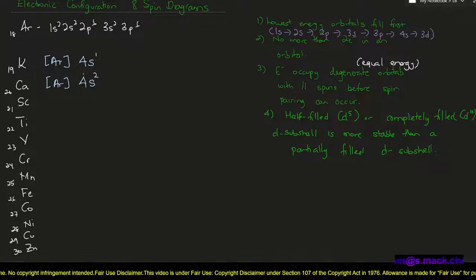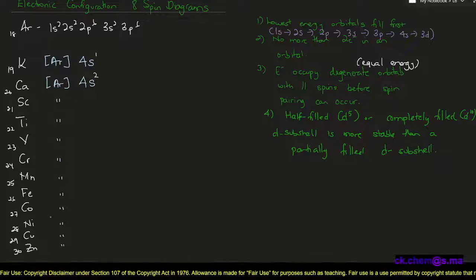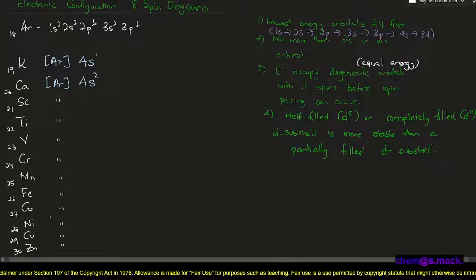Let's look at scandium. All right, so we have argon, and I'm just going to put argon. I'm going to fill it in for the next 10 elements because we know it's expected to be filled, the orbitals from 1s to 3p. And I'm just going to show what happens to the 4s and the 3d subshell.